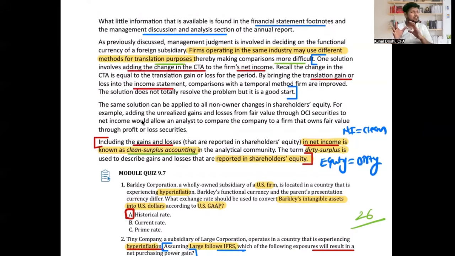Remember, the current rate method uses CTA, which is in the equity, correct? And the temporal method does every adjustment in the net income. So one of the solutions that they suggested is adding the changes in the CTA to the firm's net income, so then they both are comparable. Clear, everyone?